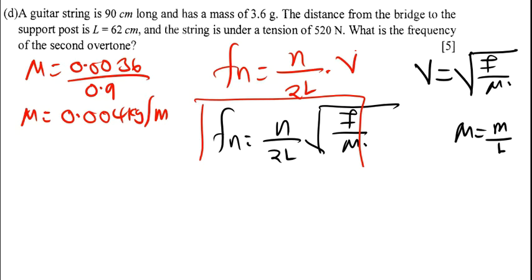Because mass is in kgs and the length is in meters, that's why it's kg per meter.